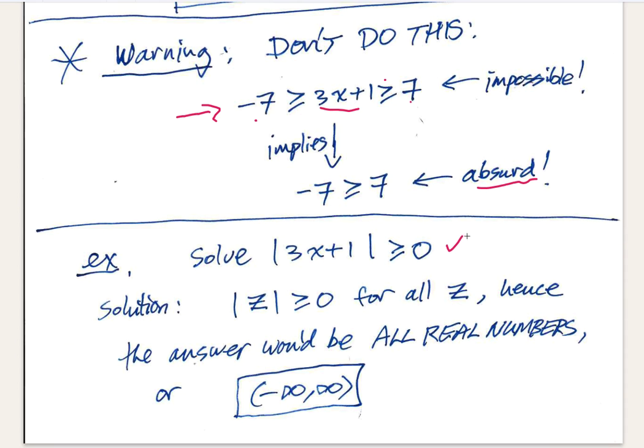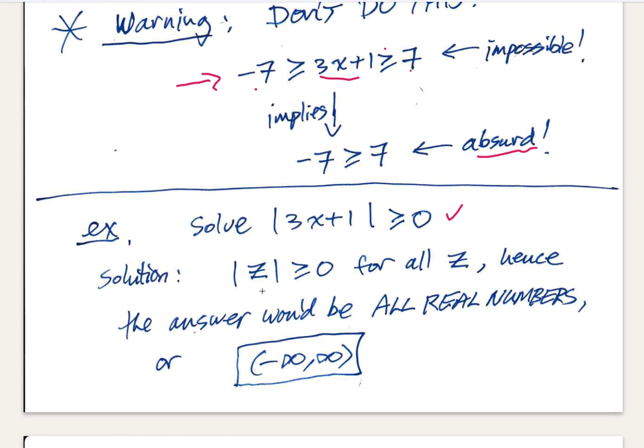Again, we have some sort of borderline cases here. Here I've got this problem. Solve: absolute value of 3x plus 1 is greater than or equal to 0. Now I'm going to show you the solution. I'll change this into z for a second. The absolute value of z is greater than or equal to 0 for all real z, right? Every single real number has an absolute value greater than or equal to 0.